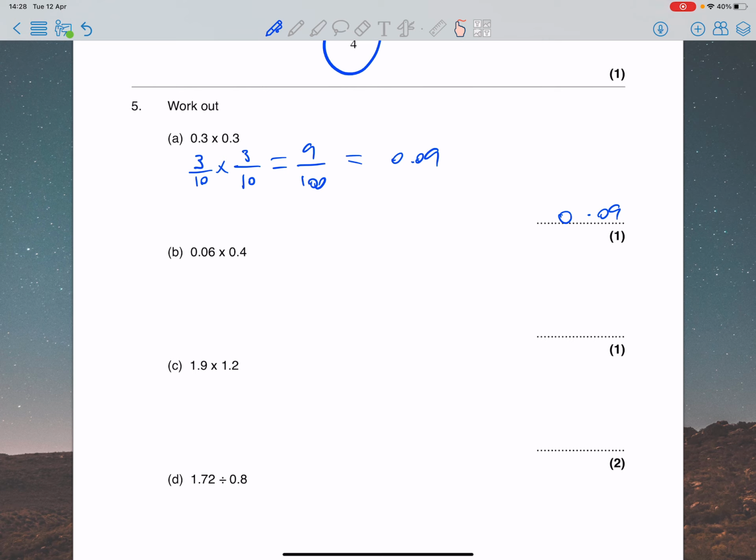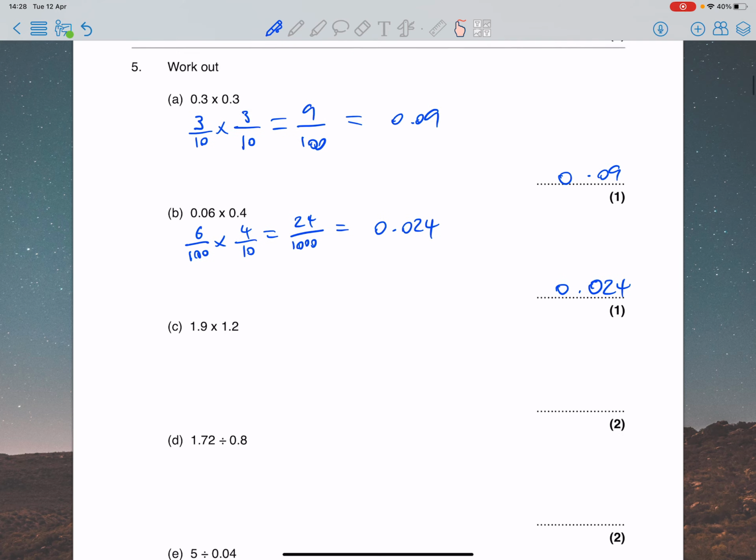Let's do the next one in a similar way. So we've got 0.06, which is 6 over 100, multiplied by 0.4, which is 4 over 10. So that gives 24 over 1,000. And what is 24 divided by 1,000? Well, it's 0.024. Okay, next one, 1.9 times 1.2.